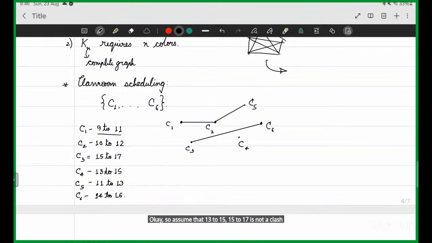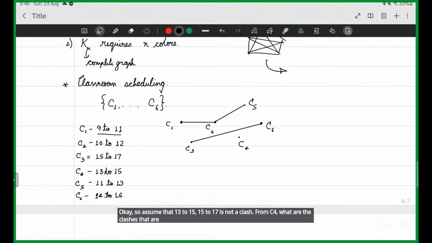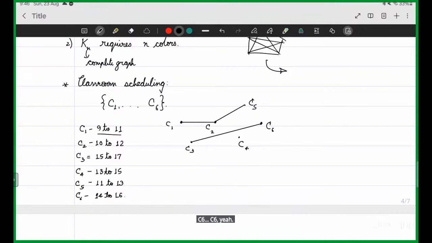From C4, what are the clashes that are possible? There's C6. C6, yeah. That's it. C4 is only C6. For C5, it will be C2. C2 is already done. Is there anything else for C5? C5 to C1? There's no clash, right? 9 to 11, but 11 to 13, also that is fine. Yes.